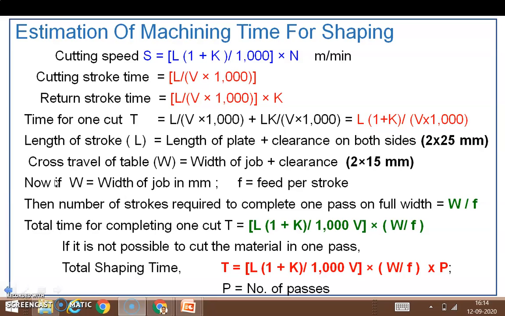If it is not possible to cut the material in one pass, if the depth of cut required is more, we need to have more passes. So total shaping time can be L into (1 plus K) divided by 1000 V, multiplied by W by F, the whole multiplied by the number of passes. Please memorize this formula. This formula will be used to find the shaping time. Let us see a problem, a simple problem.